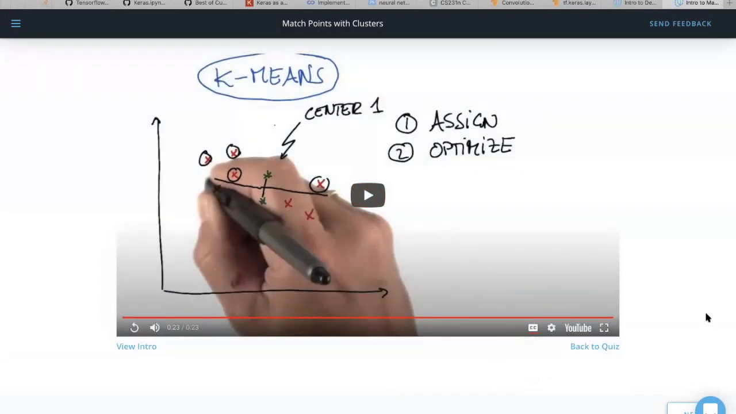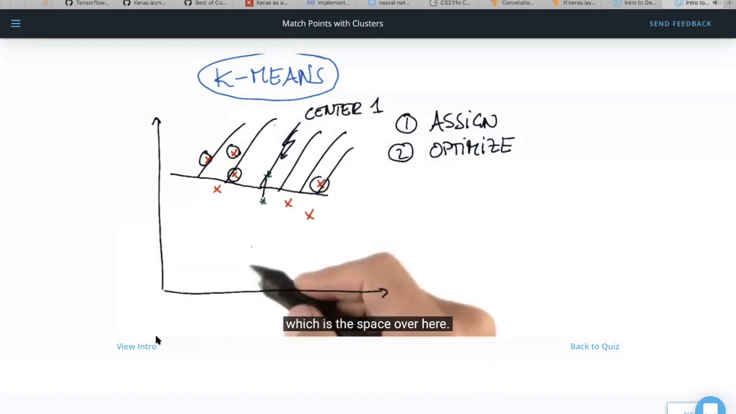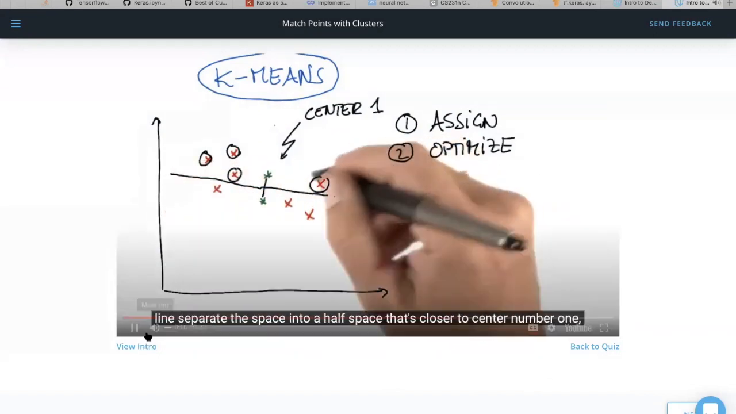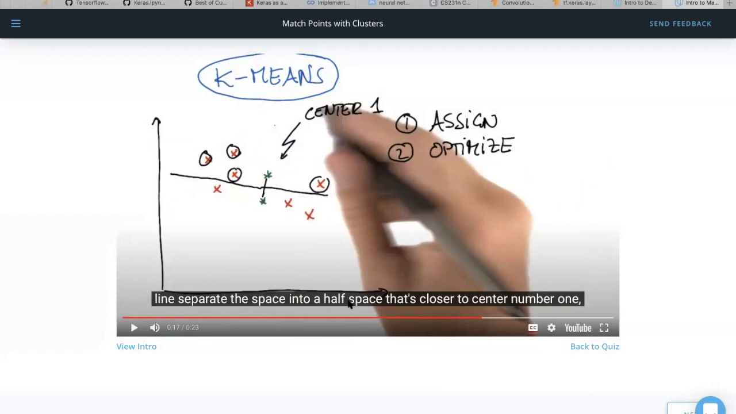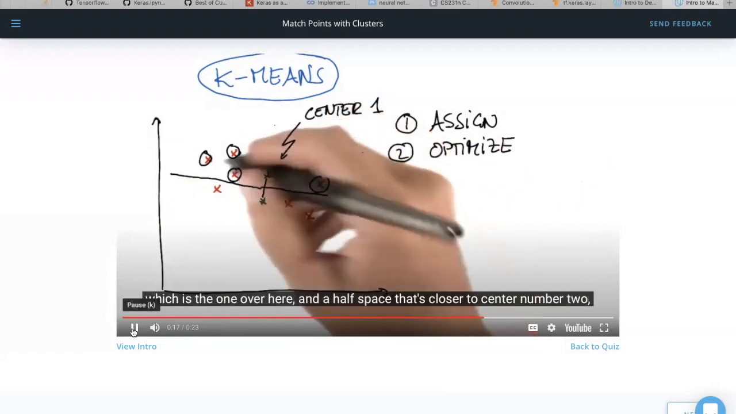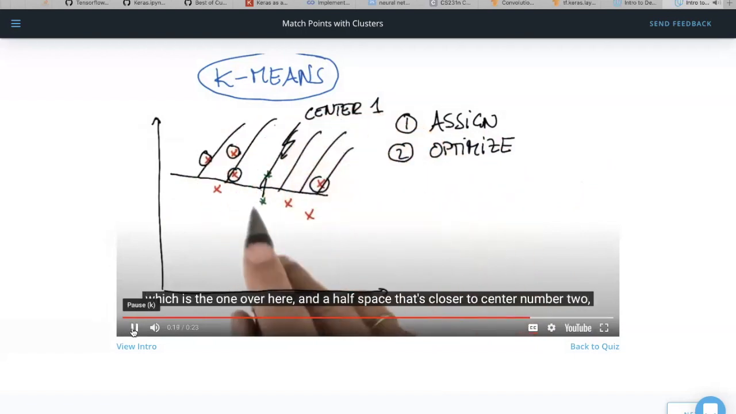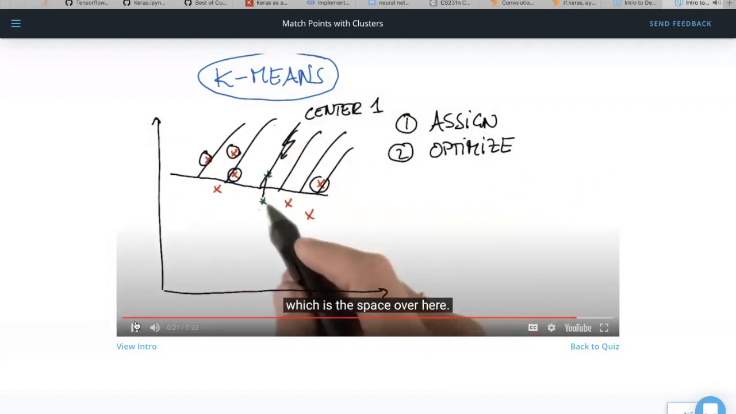The space over here. A half space that's closer to center number 1, which is the one over here, and a half space that's closer to center number 2, which is the space over here.